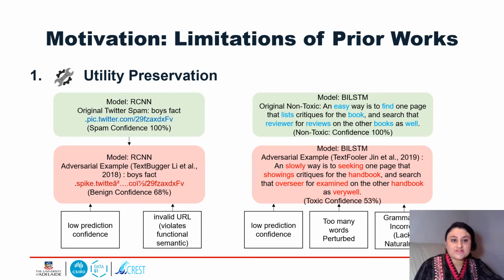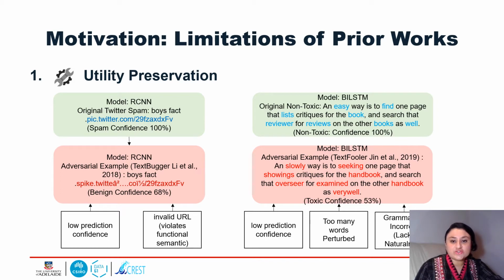This attack converts the original tweet that was spam to a benign tweet with a confidence of 68%. As can be seen, the URL has been updated by the attack. The URL produced by the attack is an invalid URL, thus it violates the functional semantics. Moreover, the benign confidence is only 68%, which means the model has low prediction confidence on the new label.